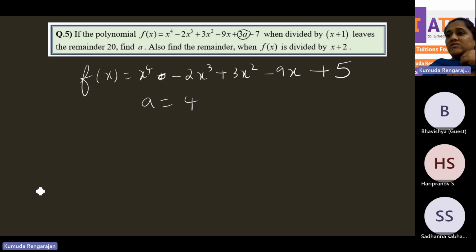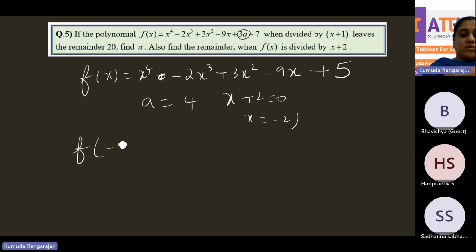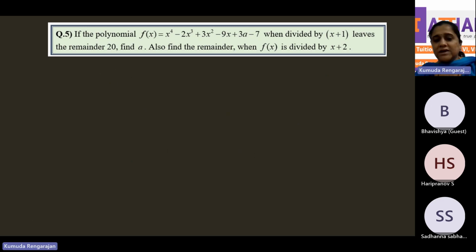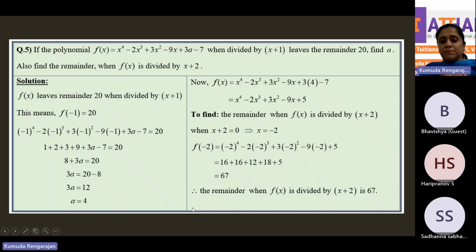Now find the remainder when it's divided by x plus 2. So x plus 2 is equal to 0, x is equal to -2, and you should find f of -2. That means -2 the whole power 4, -2 into -2 the whole cube. You should find f of -2. Work, and we can discuss again if it's not clear. Please work.